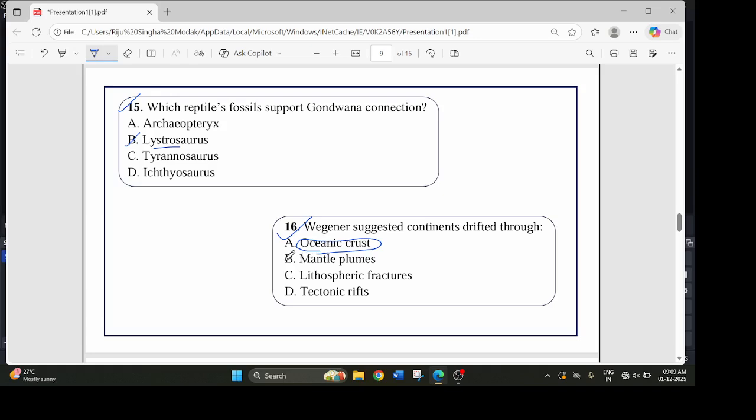What is a mantle plume? These are localized upwellings of hot rock, a concept developed later, after the continental drift theory. Lithospheric fracture is a more modern concept related to plate boundaries. A tectonic rift is a zone where splitting occurs, but Wegener did not have a detailed mechanism for how the continents move through the ocean floor. So the correct answer is the oceanic crust.